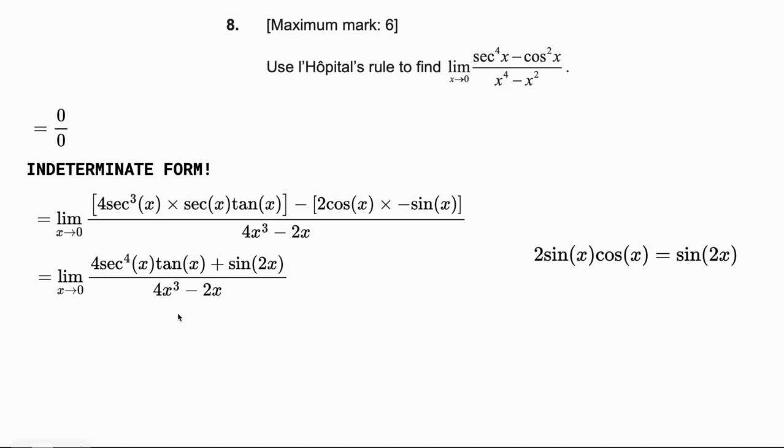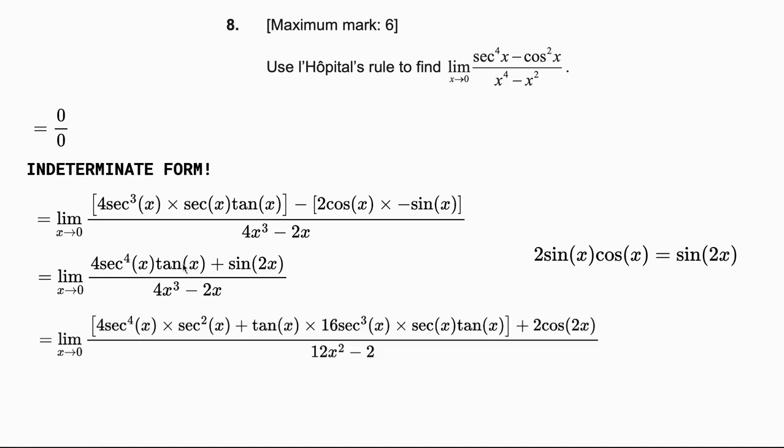So this time we use the product rule to differentiate this. So we get 4 secant to the 4 of x times the derivative of tan of x, which is secant squared of x, plus tan of x times the derivative of 4 secant to the 4 of x. So once again, we bring the 4 down, subtract 1 from the power, and then multiply it by the derivative of secant of x, which is secant of x tan of x.